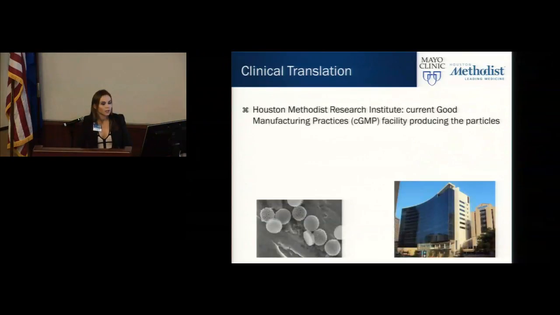And so in regards to clinical translation, this work was done at the Houston Methodist Research Institute, and this is a picture of that building. So on the 12th floor, we have a current good manufacturing practices facility, which is required by the FDA. And in order to get FDA approval, you need to show that you can produce a high enough quantity of your therapeutic agent. And that's what we've been doing.